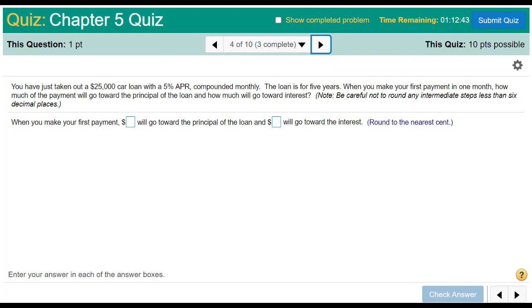Okay, so first thing, let's calculate the monthly payments, right? So it's 5 years, so we know that's 60 months. N equals 60. 5 divided by 12 is your interest. And then your future value is 0. Your present value is 25,000, right? And then you compute for payment.